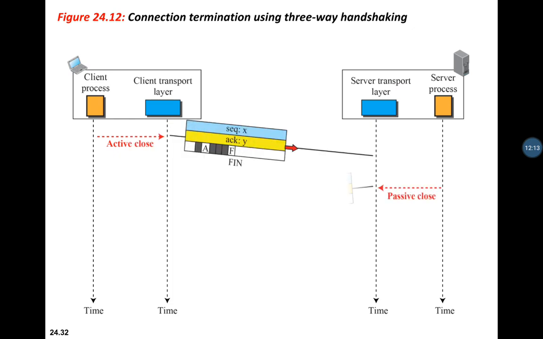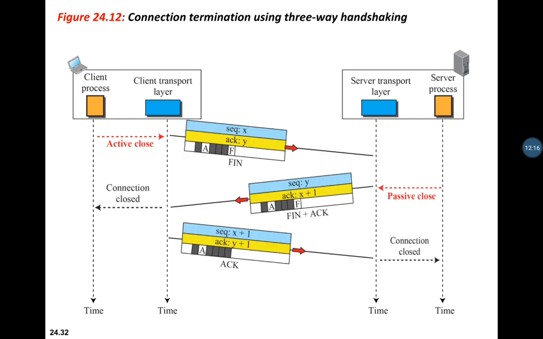Next, we have the connection termination. As the connection establishment was done using the three-way handshaking, termination is also done using the three-way handshaking. Here, either of the two parties can close the connection. First, the client TCP, after it receives a close command from the client process, sends the first segment, which is said to be FIN, in which the FIN flag is set.